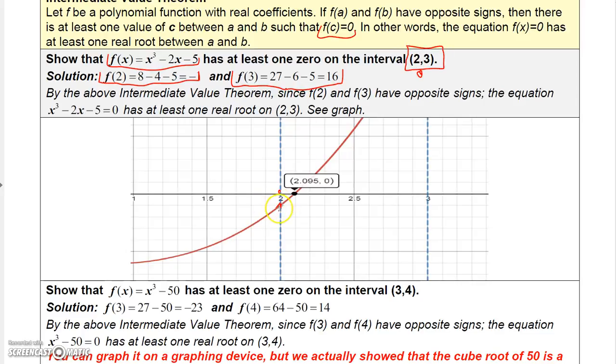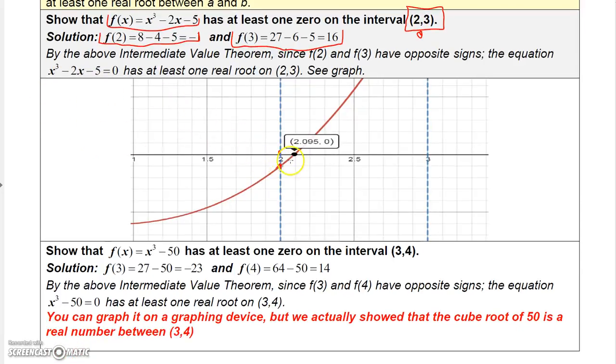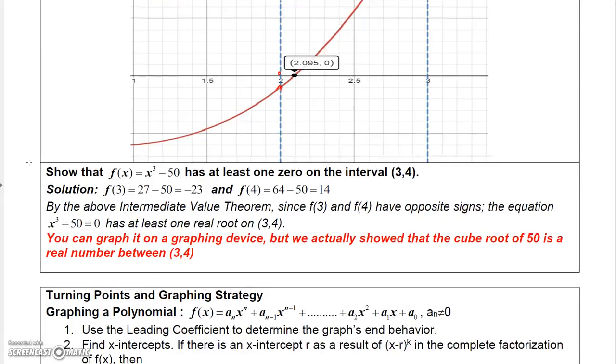Because otherwise, if a polynomial graph is smooth and continuous, then how can the graph go from this point that's below the x-axis up here somewhere above the x-axis without actually crossing the x-axis? So it has one real root. Now I actually used a computer program to figure it out. It's about 2.095, but that's just a decimal approximation.